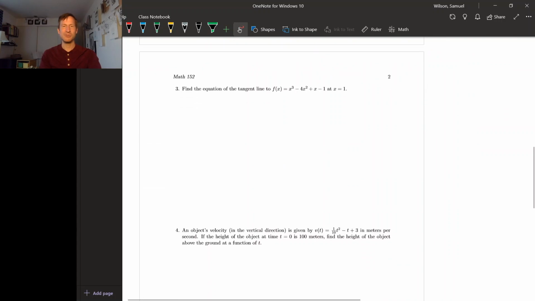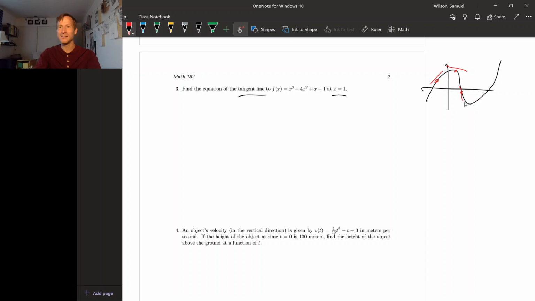All right, number 3, find the equation of the tangent line for this function at x equals 1. So the thing to remember about a tangent line is there's a different tangent line at every x value, right? This function is some cubic, so it looks something like this. Probably not exactly this, but you can see at every point on this function, the tangent line is actually a different line. Well, at most places anyway.